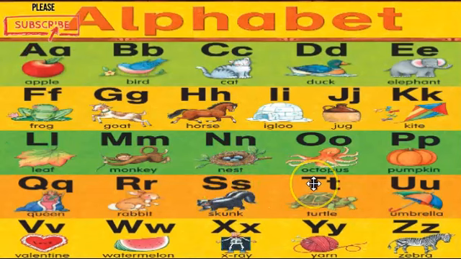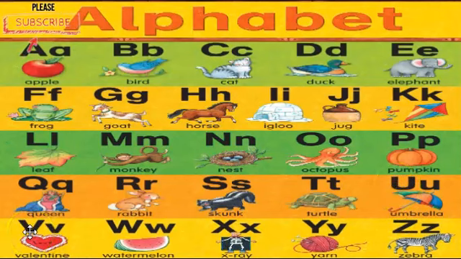T. T makes a sound T. T is for turtle. The word turtle begins with the letter T. U. U is for umbrella. The word umbrella begins with the letter U.